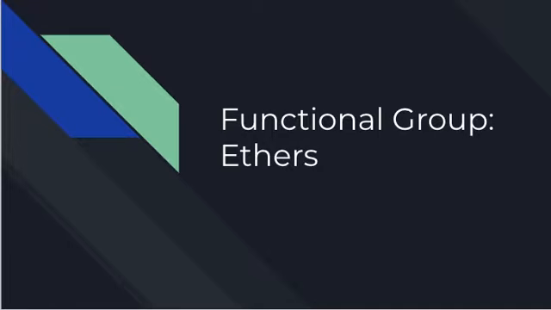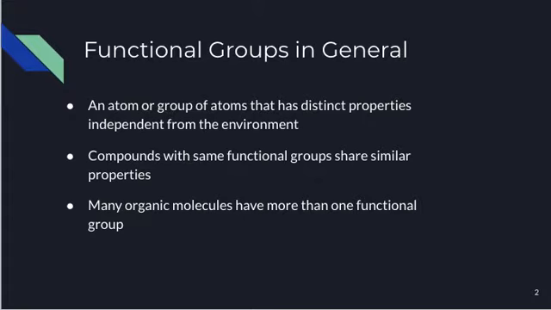Specifically one type of functional group, ethers. So first, what is a functional group? Those are simply an atom or a group of atoms that has distinct properties independent from the environment. Breaking that down, having distinct properties means that any compound with one of these functional groups has specific properties that are unique to that functional group.